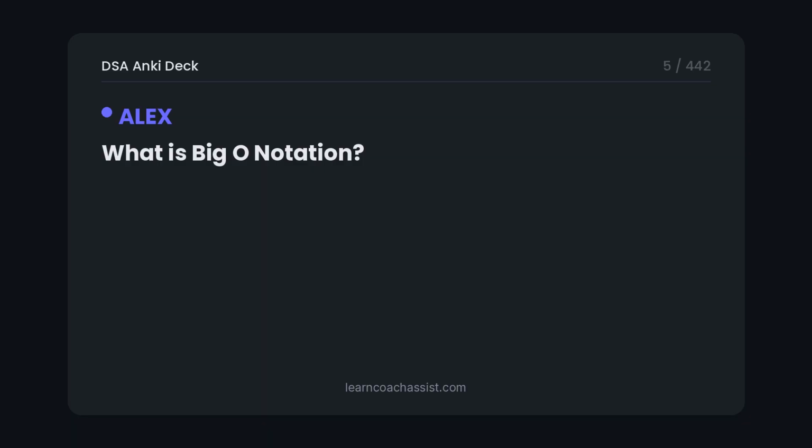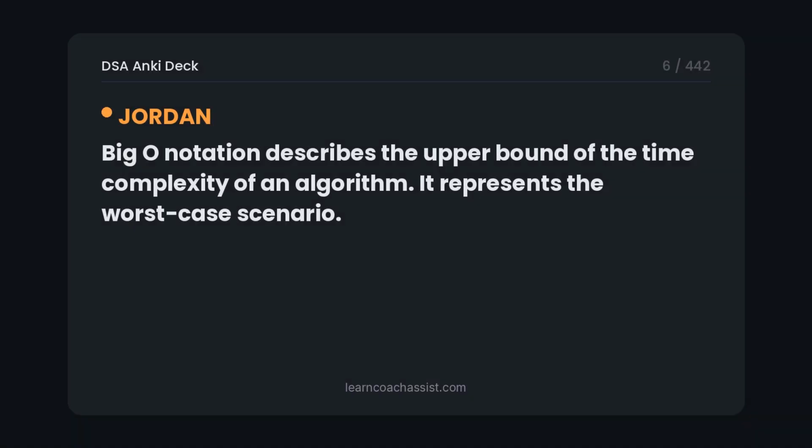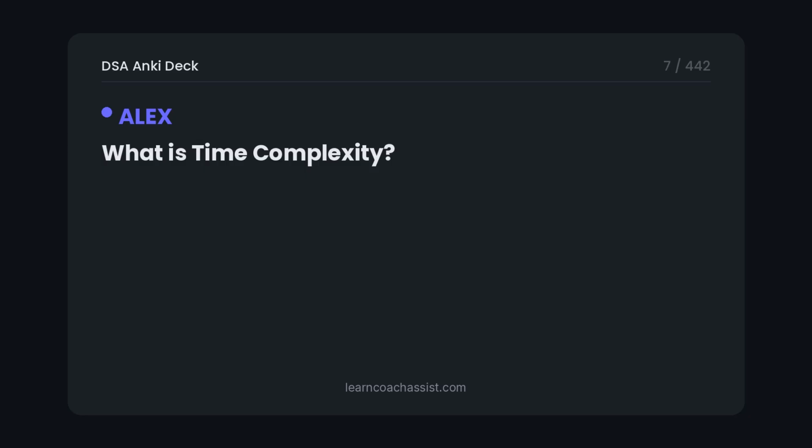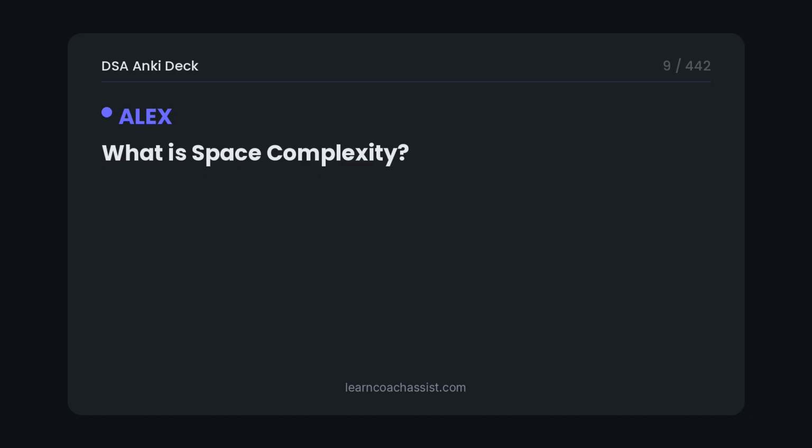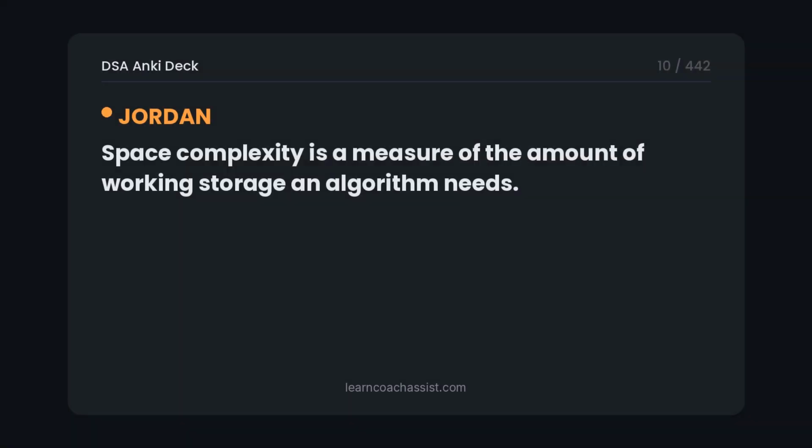What is Big O notation? Big O notation describes the upper bound of the time complexity of an algorithm. It represents the worst-case scenario. What is time complexity? Time complexity is a measure of the amount of time an algorithm takes to run as a function of the length of the input. What is space complexity? Space complexity is a measure of the amount of working storage an algorithm needs.